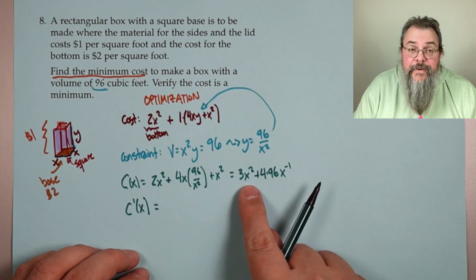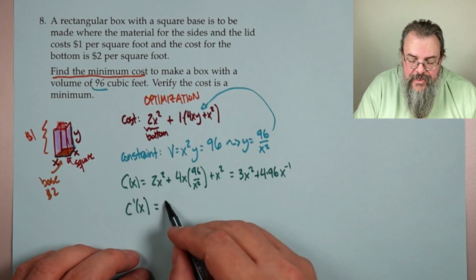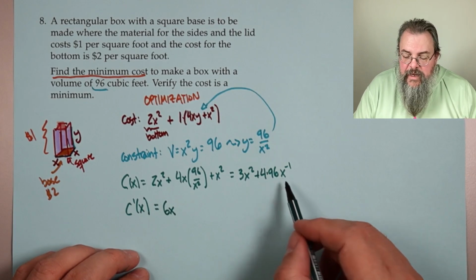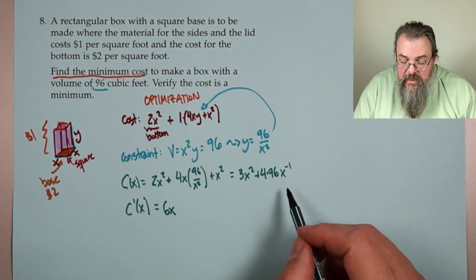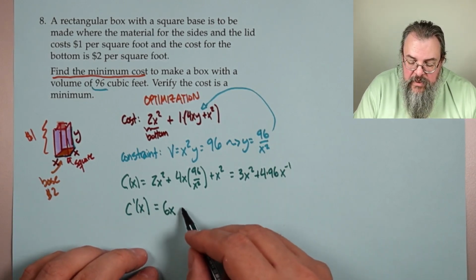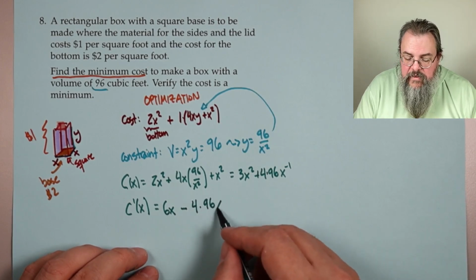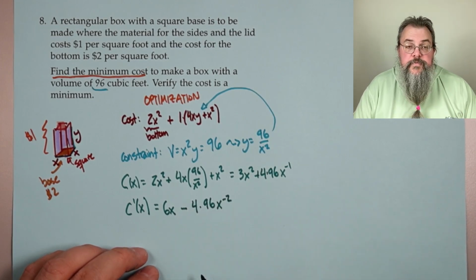That's more calculus friendly. So we're taking a derivative. Derivative of 3x squared, 6x. Derivative of 4 times 96, x to the minus 1. Well, okay, you can bring a minus 1 down, so minus 4 times 96. Then that's x to the minus 2.